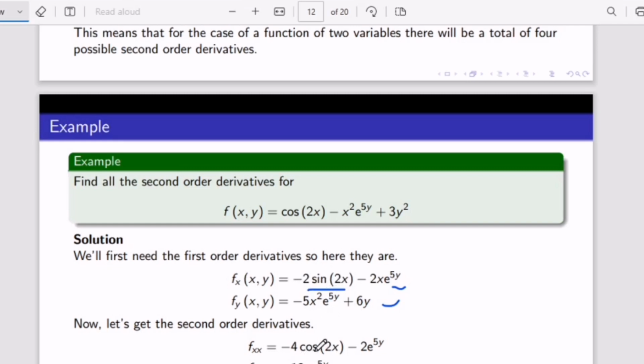You're going to get cos 2x. That's why you had negative 4 cos 2x. And here, there's 2x here. So you just differentiate this because the e exponent 5y becomes a constant. So you're going to get 2e exponent 5y. So that means that you're going to differentiate the thing. You've differentiated the thing with f of x.